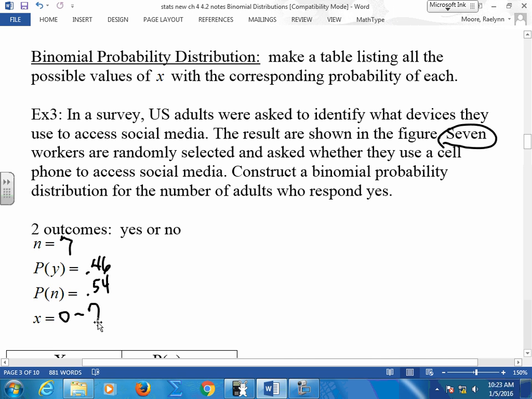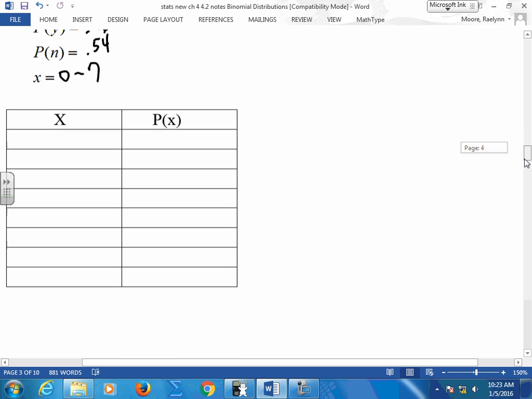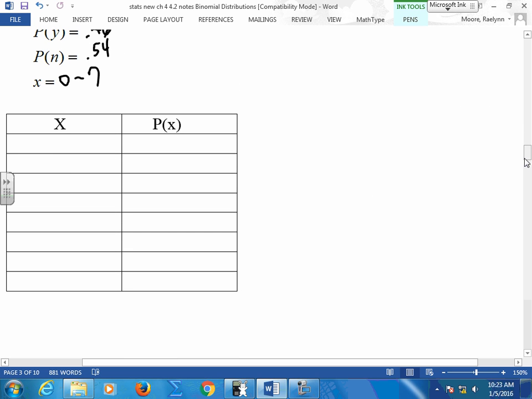Is this a binomial probability? Yep, it meets all 4 conditions. A fixed number of trials, probability of success and failure, those are our 2 outcomes. The probability stays fixed, and we can measure x. So now all we need to do is make a table for this. Don't forget to count to 0, because you can have 0 that responded, nobody responded.